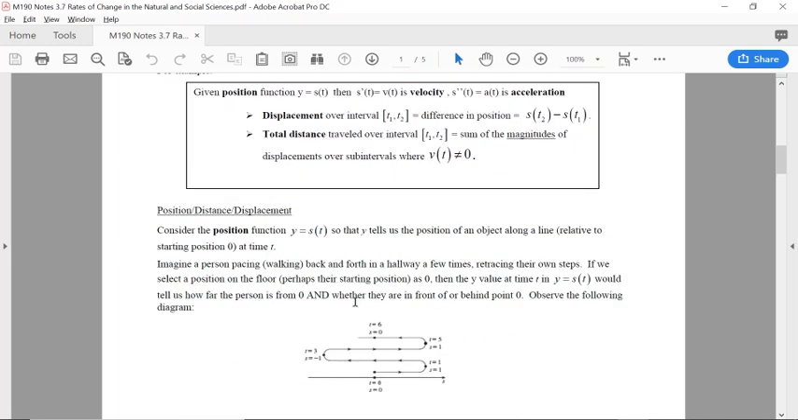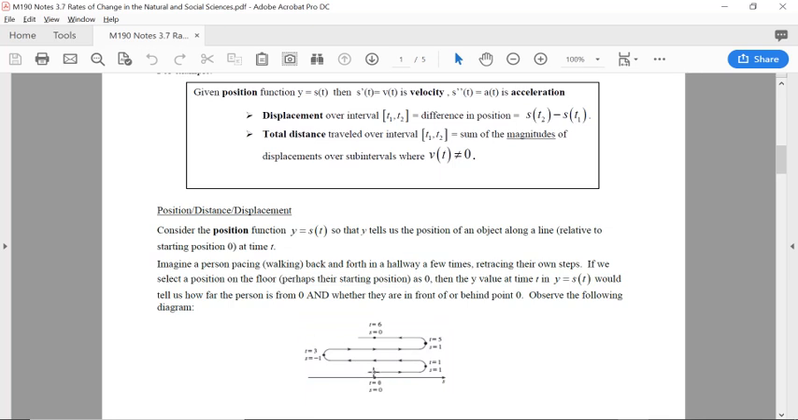Consider the following example. Imagine a person pacing back and forth in a hallway a few times. They're just walking along a straight line, back and forth. This schematic is a helpful way to visualize this back and forth motion, but the object is not actually moving up or north. The object is really moving along the line, so we can envision that this person is going back and forth right along this line. This is the path that they follow.